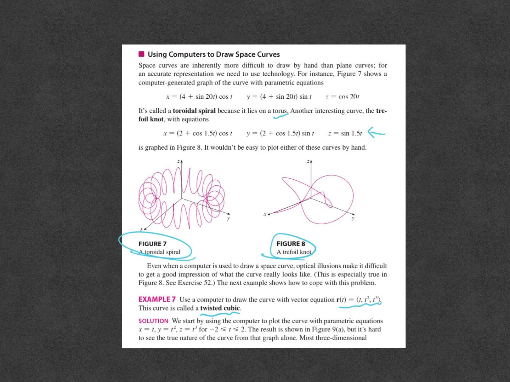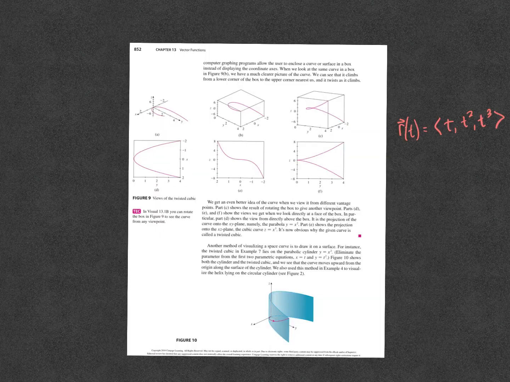So let's look at what this graph looks like. All of these figures represent the example 7 that we looked at on the previous screen. It said r of t equals t, t squared, t cubed, and it's called a twisted cubic. So you can see this is looking down the flat version. And all 6 of these here represent the twisted cubic from different angles. It says you can get a better idea if you look at it from different viewpoints, so that you kind of have an idea of what it is and why it's called a twisted cubic. So that makes perfect sense now.